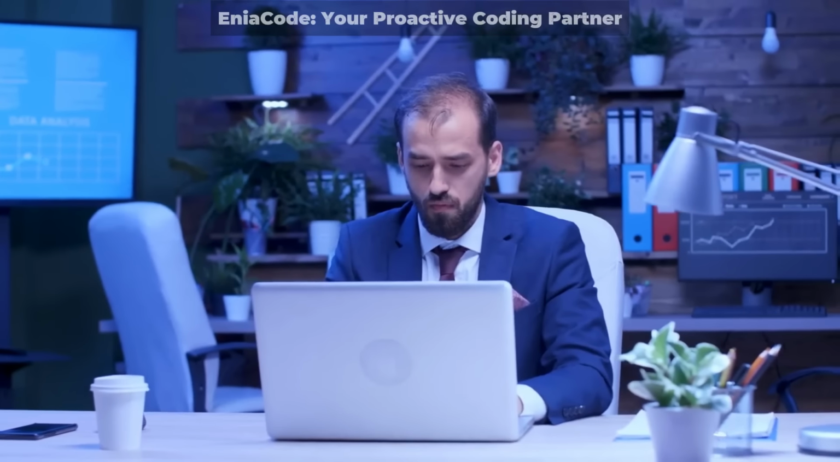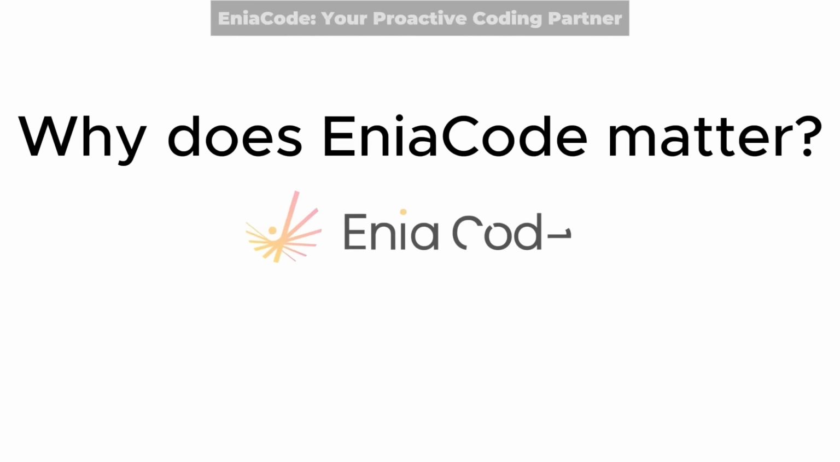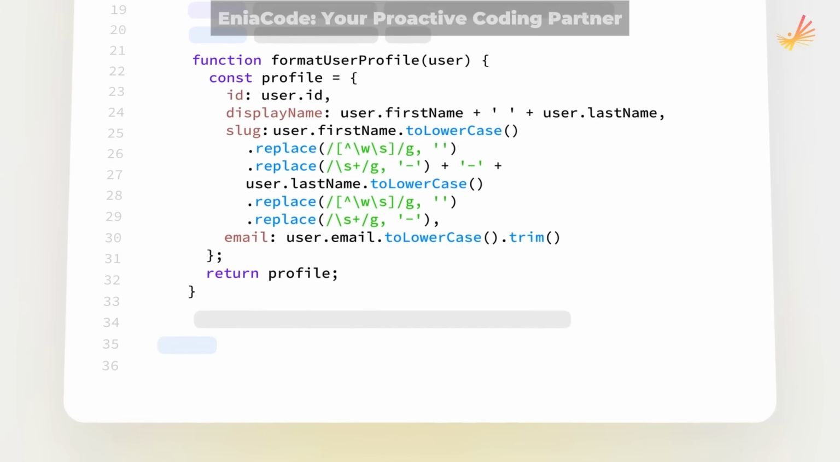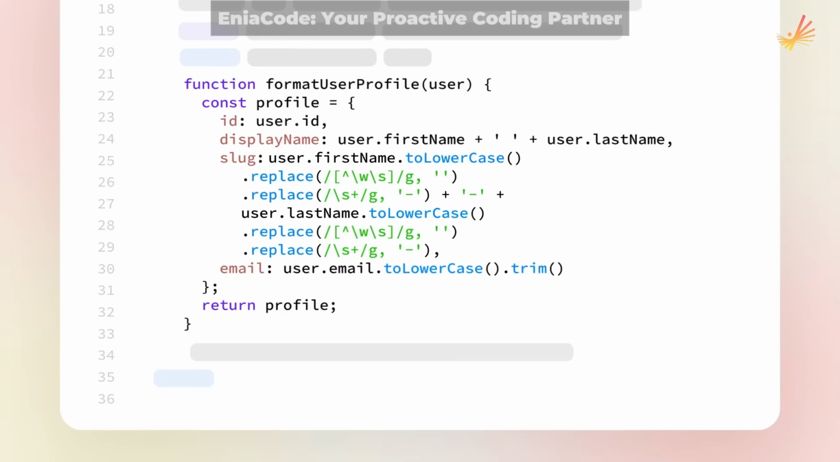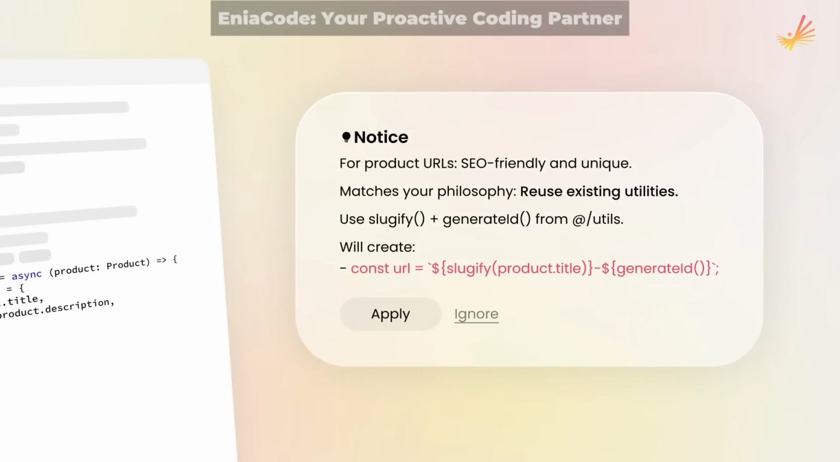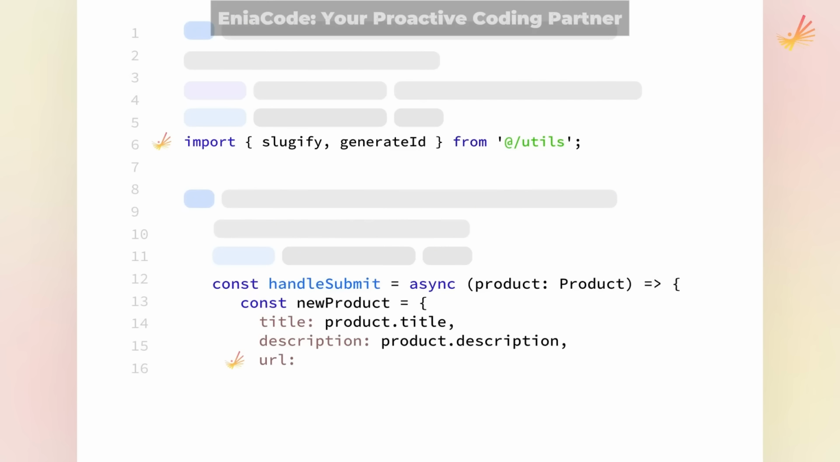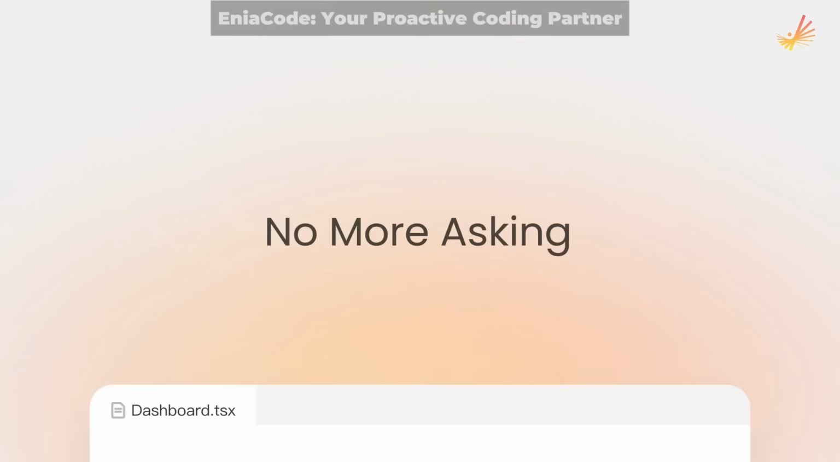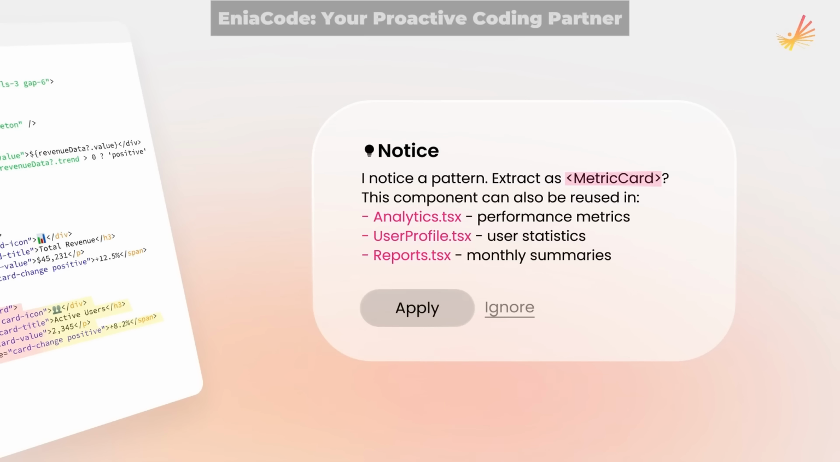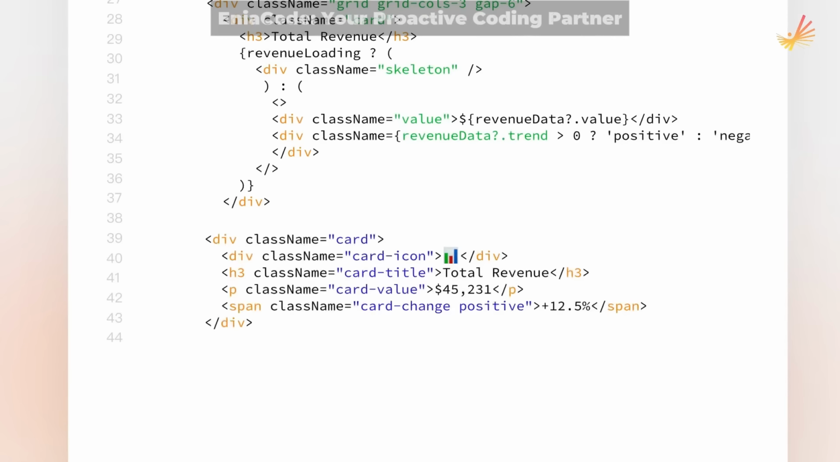So let's bring this all together. Why does EniaCode matter? First, it adapts to your style instead of forcing you to adapt to it. You're not training an AI, it's learning from you naturally as you work. Second, it eliminates repetition. Once EniaCode understands your preferences, you never have to explain them again. Your cognitive load drops dramatically. Third, it preserves your flow. No more context switching, no more interruptions. Proactive suggestions appear exactly when you need them.